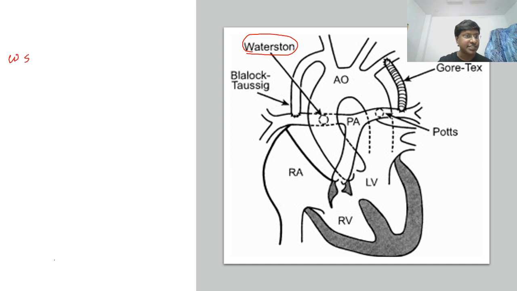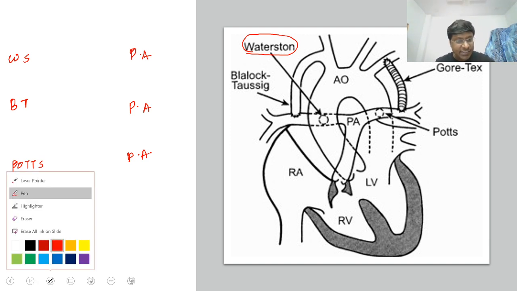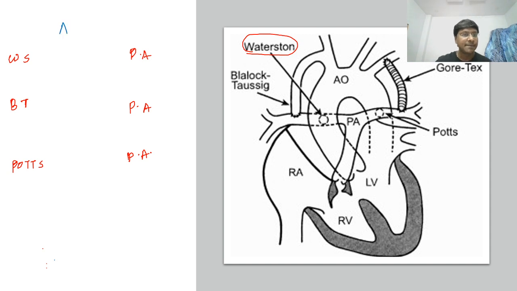You take water shunt, you take BT shunt, or you take pot shunt. The connections for everything are with the pulmonary artery. That is a basic concept. Now, the only difference is what? The only difference is which part of the aorta.